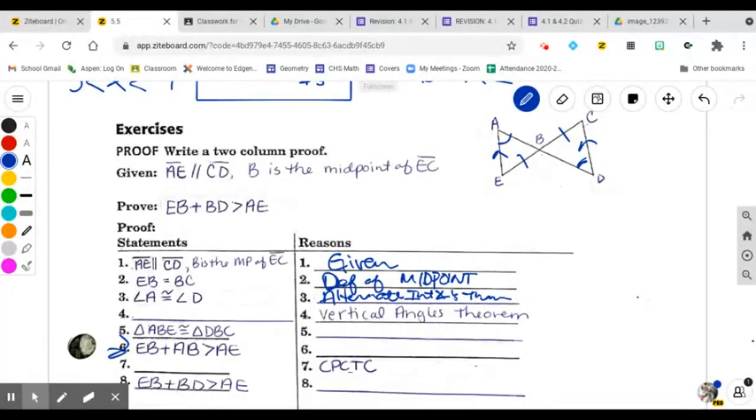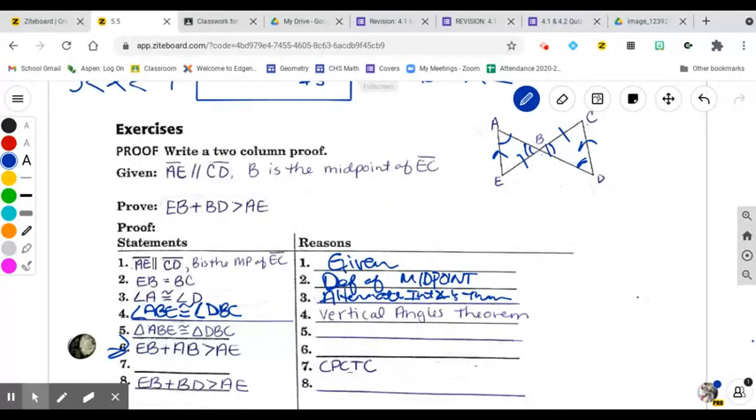Okay, here we go. Next it says vertical angles theorem. So we must have named these vertical angles. Remember, we have to use 3 letters when you're naming vertical angles. So I'm going to have angle ABE is congruent to angle DBC. And that would be vertical angles theorem. The next step says that the triangles are congruent.